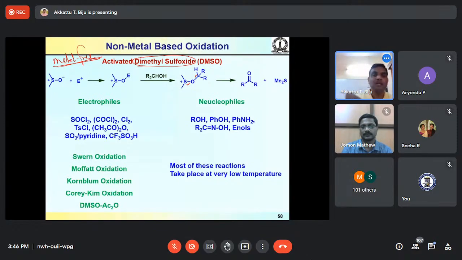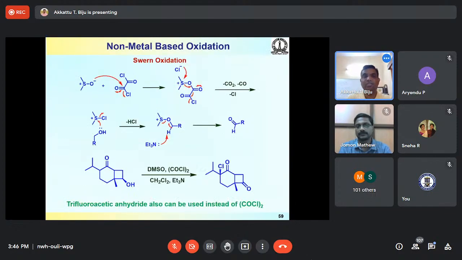named reactions. Say, for example, if you use DMSO with oxalyl chloride and triethylamine, the combination is known as Swern oxidation. The other reactions are Pfitzner-Moffatt oxidation, Kornblum oxidation, Corey-Kim oxidation, and the combination of DMSO with acetic anhydride. So we will see all these reactions. First, we will see the Swern type oxidation reaction. So what is Swern oxidation?